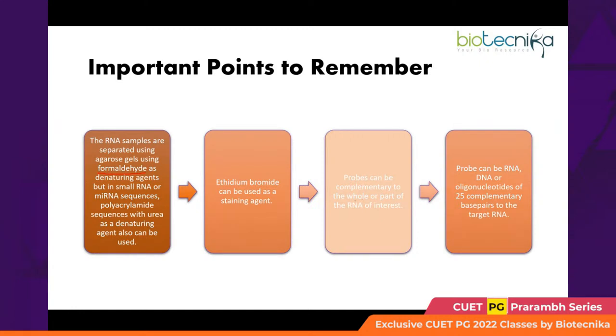Probes can be complementary to the whole or a part of the RNA of interest. And the probe can be DNA, RNA, or an oligonucleotide of 25 complementary base pairs of the target RNA.